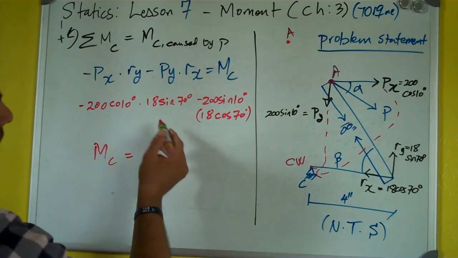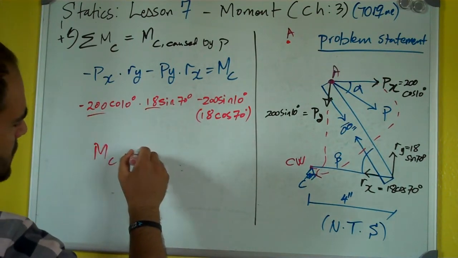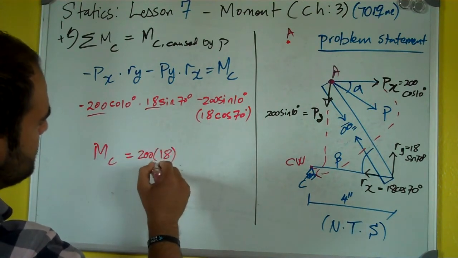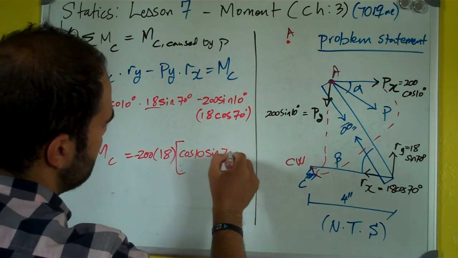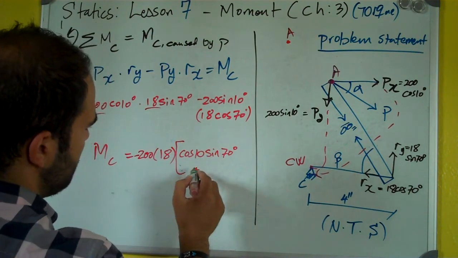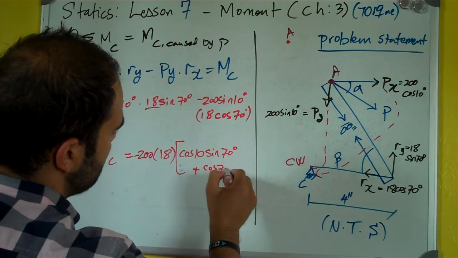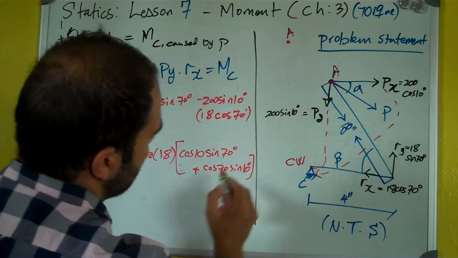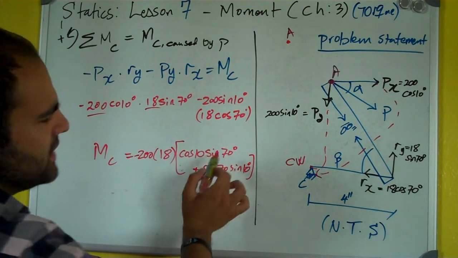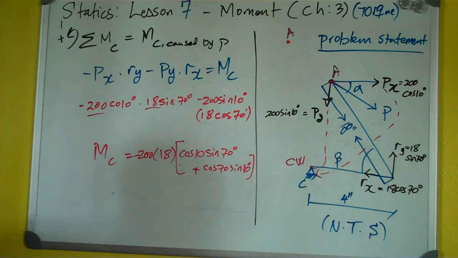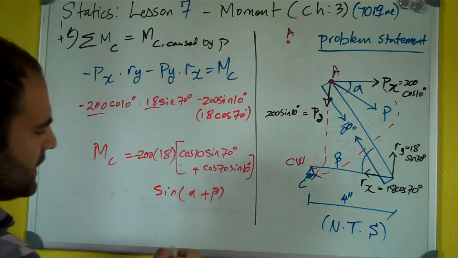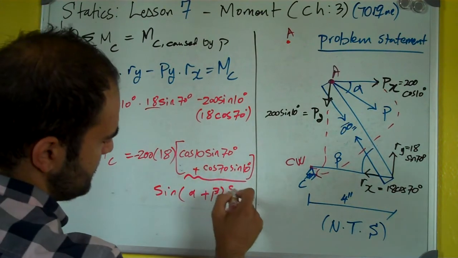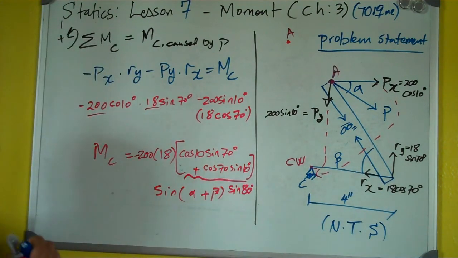The way I would probably do it, I will take this out of the equation. So 200 times 18 out, and then I'm going to have cosine 10 sine 70 minus cosine 70 sine 10. If you really like math, you could tell that this is sine of alpha plus beta, if I'm not mistaken. Sine, cosine, cosine, sine. I think this thing is going to be sine 80. But we're not doing math, just for the sake of math fun.